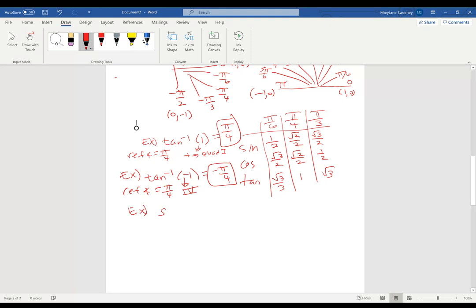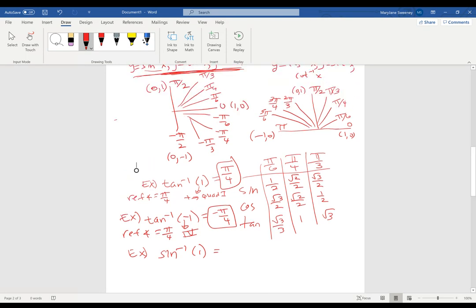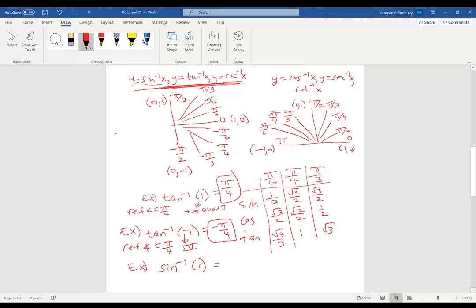Okay, so what if they had inverse sine of 1? Well, if I look at my chart, where is sine 1? Sine is never 1 in the chart. So now I've got to go to my unit circle. Again, I'm only looking at this first graph here where I'm looking for inverse sine. Where is sine 1? Well, sine is the y coordinate. So sine is 1 right there at pi over 2.